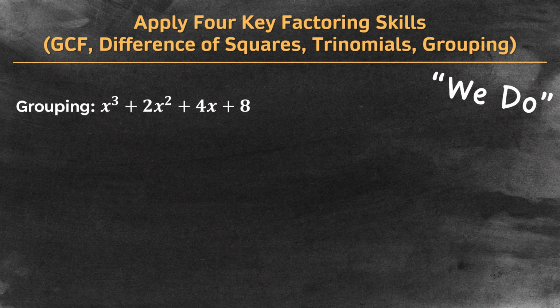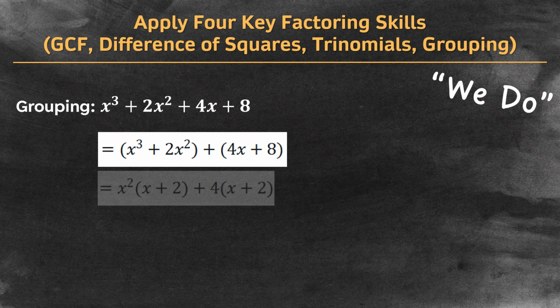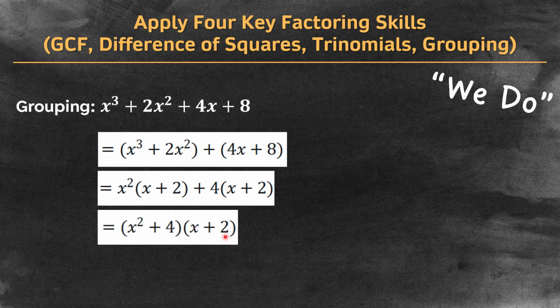How about this? Which two terms can we group? As you can see, for the first two we have x squared, and for the last two, we have 4 as the common multiple. So take it out: x squared times x plus 2, and we have 4 times x plus 2. So now we have x plus 2 as a common binomial.